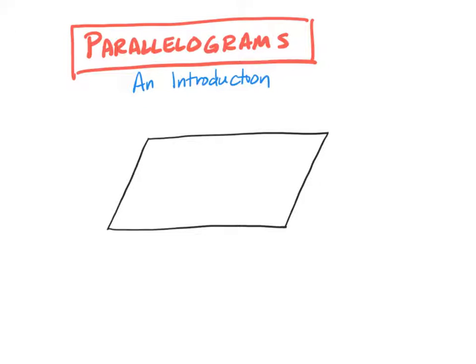Now, what makes it a parallelogram? Well, it's a quadrilateral, so it's got four sides: 1, 2, 3, 4. What it also has is that the opposite sides, these two sides here, are parallel. To denote that they're parallel, you put a little arrow on them.